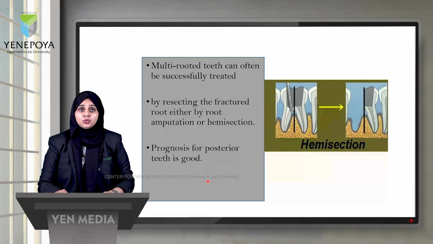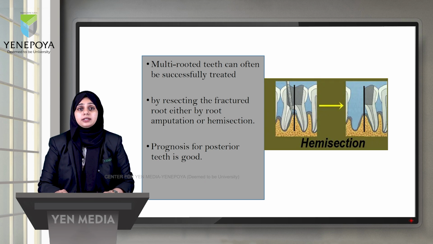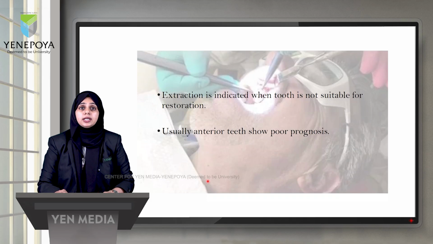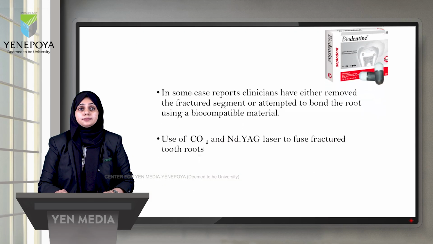In case of multi-rooted teeth, it can often be successfully treated by resecting the fractured root either by root amputation or hemisection. The prognosis for posterior teeth is sometimes good if you are able to remove the entire segment in its entirety. Extraction might be indicated when the tooth is not suitable for restoration, maybe the fracture line is below the alveolar crest. Usually anterior teeth show a poor prognosis. Then extraction might be the choice of treatment.